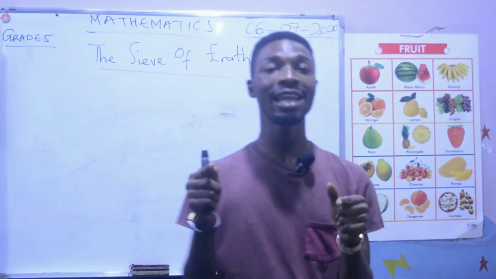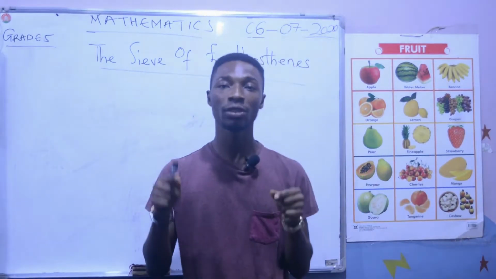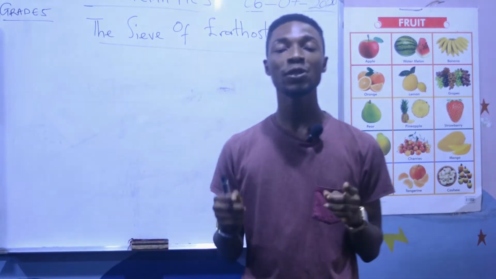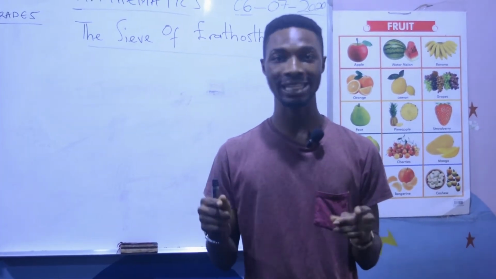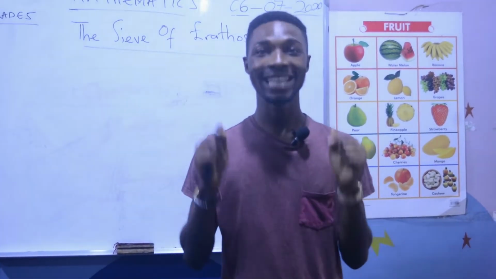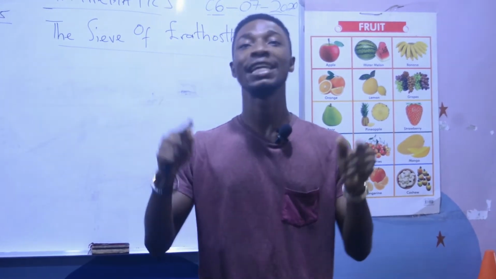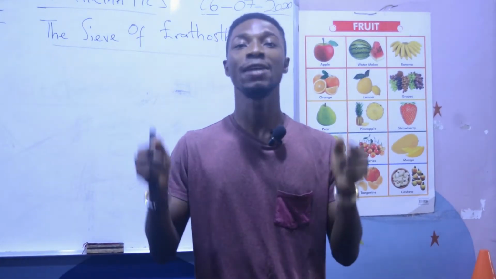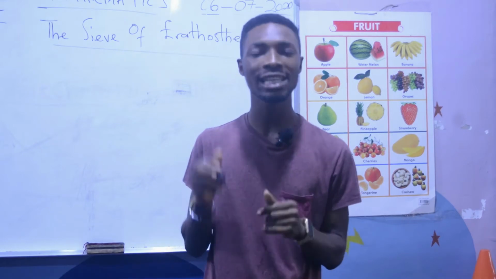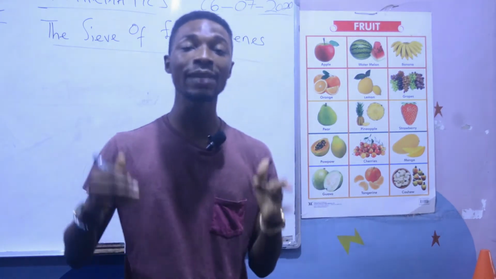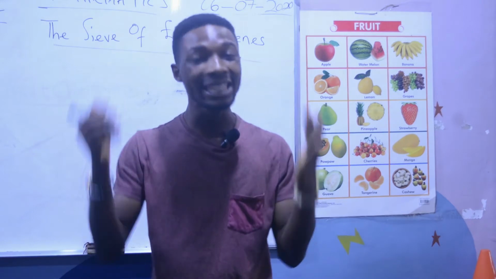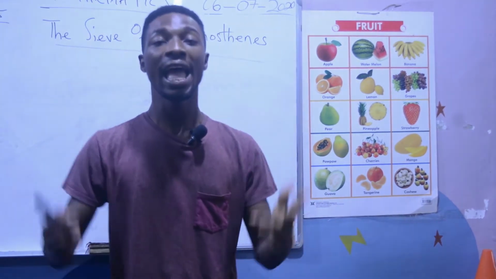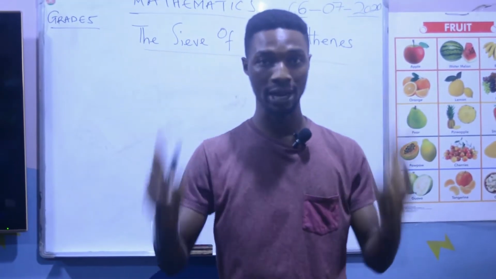We are going to have a lesson in mathematics on the Eratosthenes method: how to use the sieve of Eratosthenes. Please, when you are mentioning it, take your time, or you might be saying it wrongly. Eratosthenes. We are going to use the sieve of Eratosthenes to find prime numbers between any given set of two numbers.